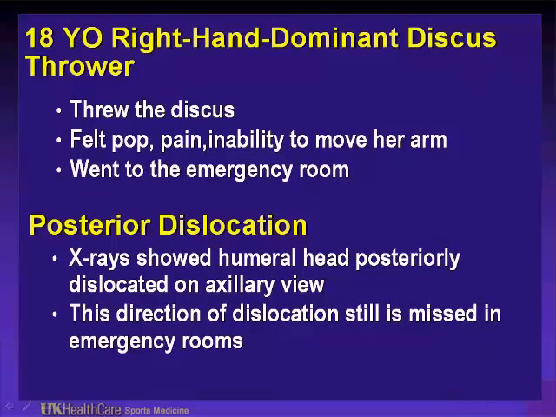This is an 18-year-old right-hand dominant discus thrower who threw the discus, felt a pop. She was unable to move her arm. She went to the emergency room. We don't usually see x-rays showing a posterior dislocation, but in her case we did get a posterior dislocation in the ER with a good axillary lateral view. Posterior dislocations are still missed in emergency rooms. Typically, it's a more violent problem than throwing a discus.